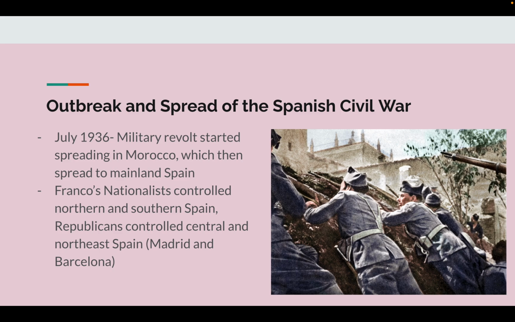The outbreak and spread of the Spanish Civil War. In July 1936, military revolts started in Morocco, which then spread to mainland Spain. Franco's nationalists controlled northern and southern Spain.